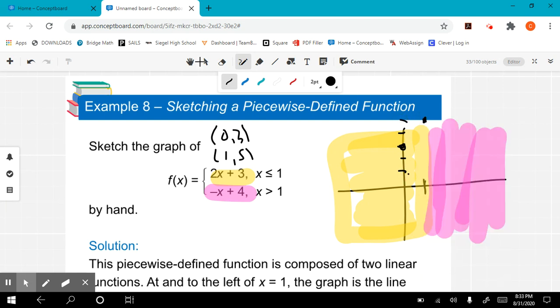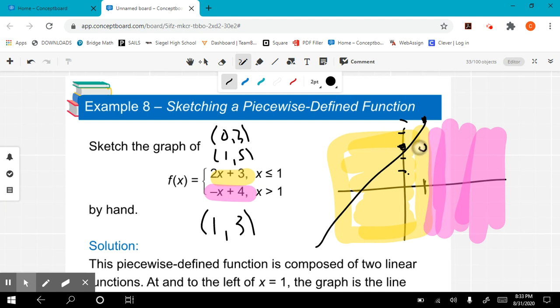So this yellow part of the graph is using this line right here. I didn't make it very straight, but I'm using that line. And this is a solid dot right here at 1 because it includes 1. Now for this one, I can use the point 1 also. And when I plug in 1, I get negative 1 plus 4, which is 3. So here, when x is 1, it's at 3.